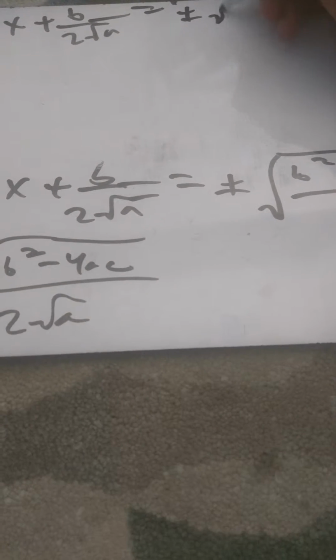And this is where it gets interesting. So now what we have to do, I'm going to erase this for more space. So now we just have square root of a x plus b over 2 root a equals plus or minus square root of b squared minus 4ac over 2 root a.